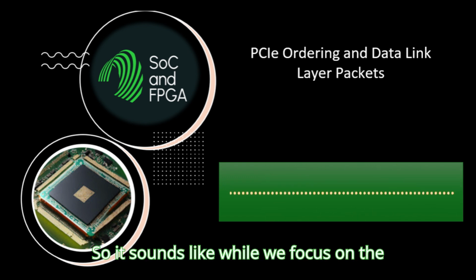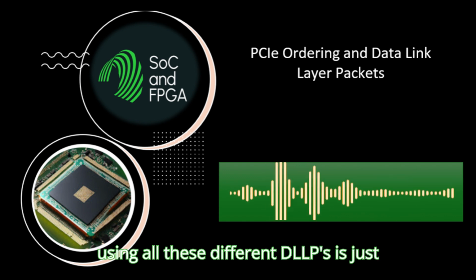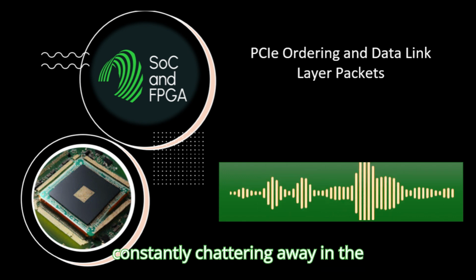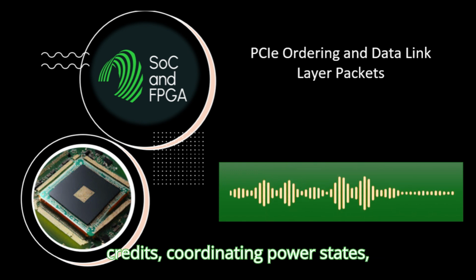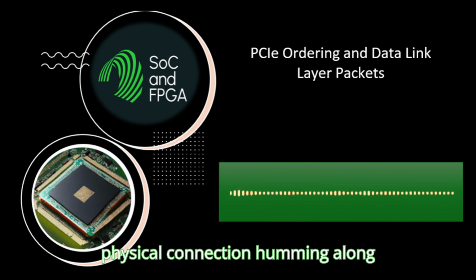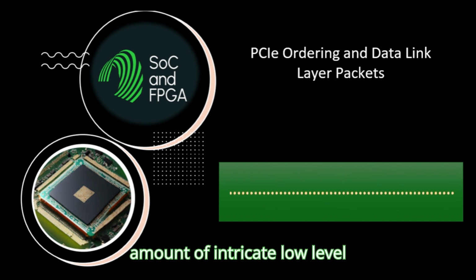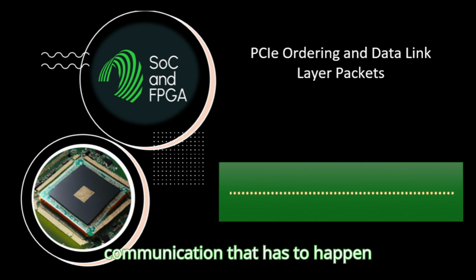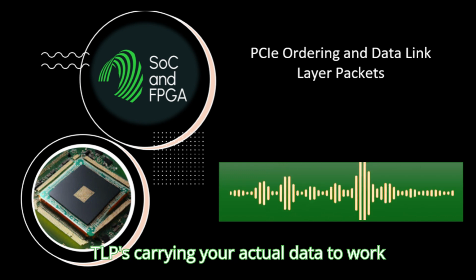So it sounds like while we focus on the big data transfers, this data link layer, using all these different DLLPs, is just constantly chattering away in the background, checking for errors, managing credits, coordinating power states, negotiating features, just keeping that physical connection humming along reliably. Absolutely. It's an incredible amount of intricate, low-level communication that has to happen perfectly for the high-level stuff, the TLPs carrying your actual data, to work at all.